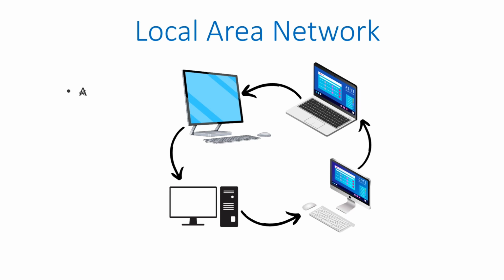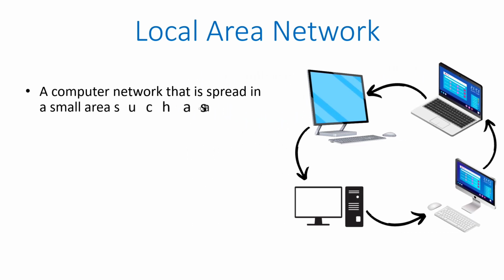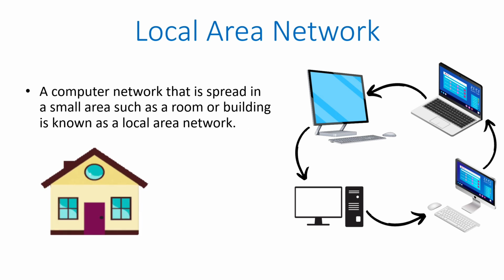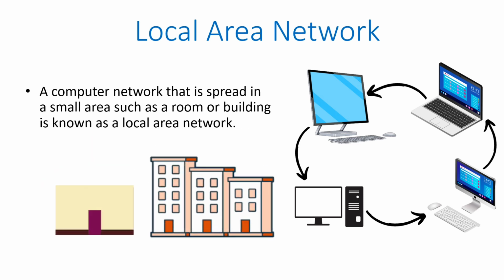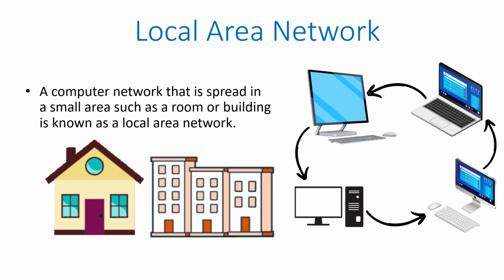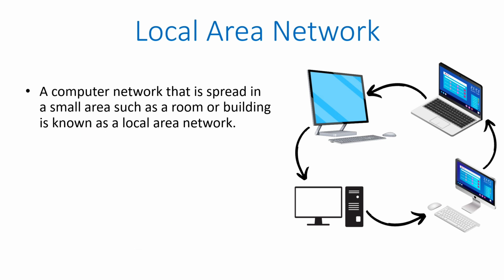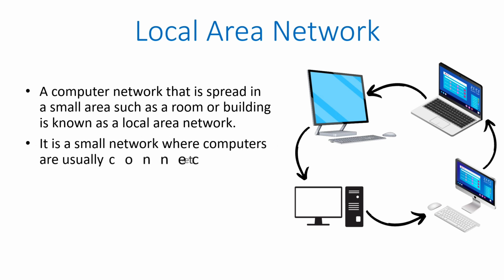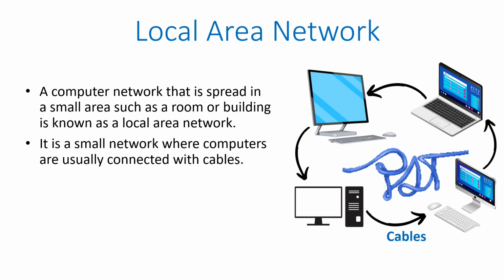A computer network that is spread in a small area such as a room or building is known as the local area network. So the small network that is inside a room or within the building or in a small area is known as the local area network. Basically, it is a small network where computers are usually connected with cables. So the computers within the network are connected with cables in case of local area network.